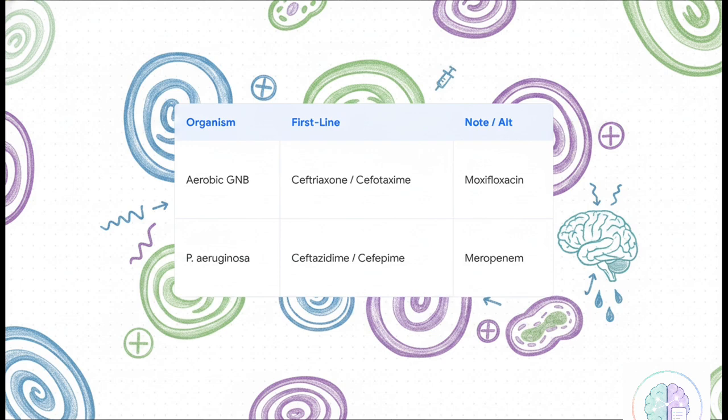Now look at Pseudomonas aeruginosa. It is notorious. You need ceftazidime or cefepime as your first line, with meropenem or aztreonam as backups. Most importantly, if Pseudomonas causes ventriculitis, you must strongly consider direct intrathecal delivery of gentamicin or tobramycin.